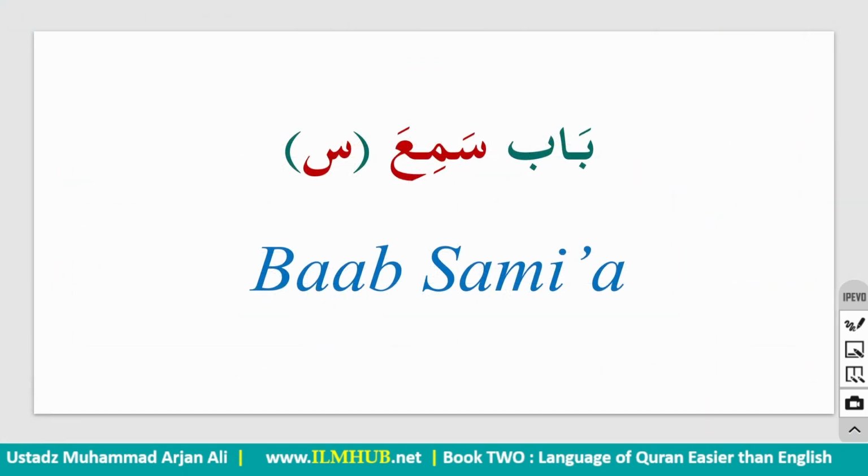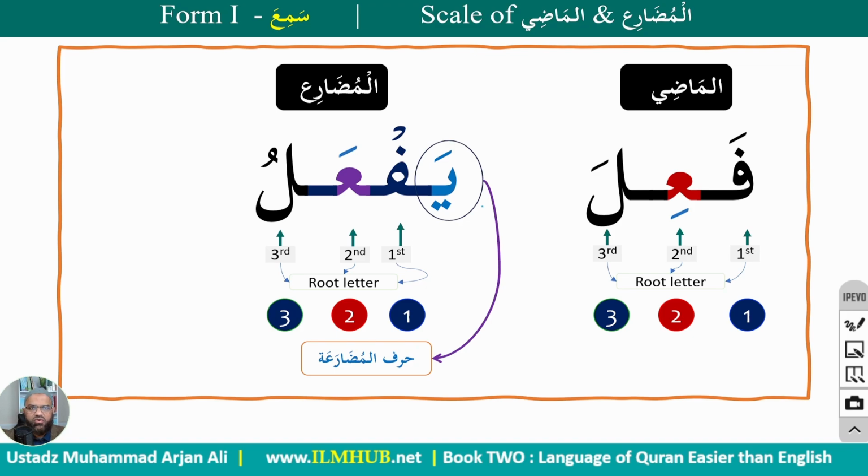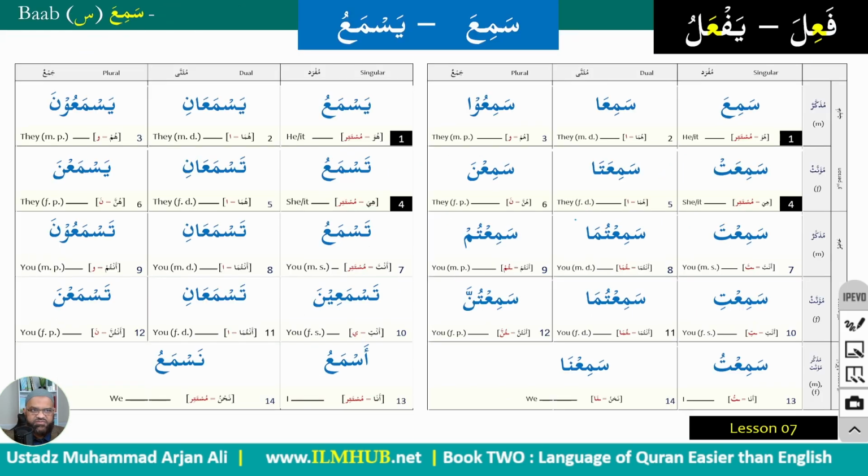Baab sami'a. The next Baab we're going to call Baab sami'a. Again, imagine Sin, Mim, and Ain going through this scale. Now, this is the first time we are seeing the Madi take the kasra. So you have sami'a, and this will be yasma'u. Sami'a, yasma'u. And this pattern we're going to call Baab sami'a. This is our template. Baab sami'a, yasma'u. And this is a very common Baab also in Arabic. So let's quickly go through this pattern. I'm going to just show you on the screen. Hopefully, inshallah, you will get it. I'm going to go very quickly here, inshallah, just to save time.